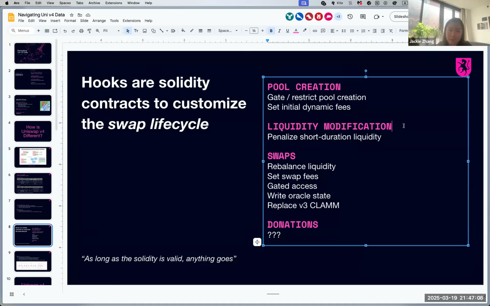So it can penalize JIT as a use case. And then for the swap itself, there are many use cases that hooks can help you do. It can try to rebalance liquidity, set the swap fees, have gated access, etc. I'm not talking about this in depth today, but I just wanted to go over these at a high level, to visualize what things a hook can do, so that we can start understanding how it impacts the data side of things.